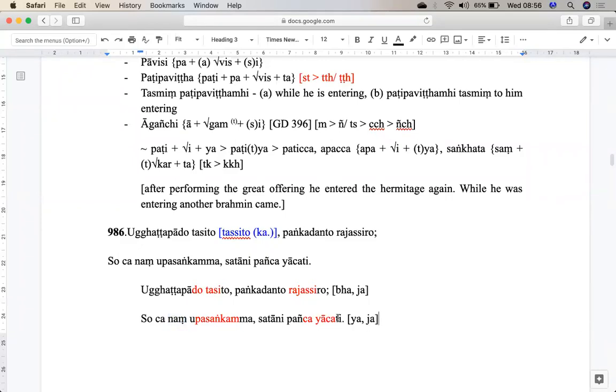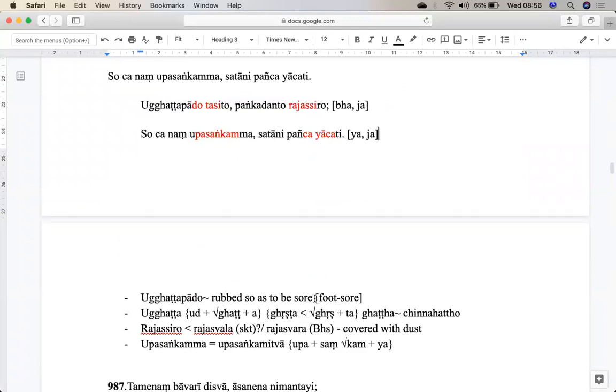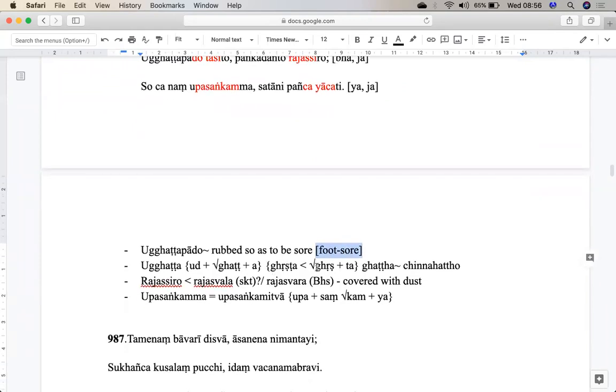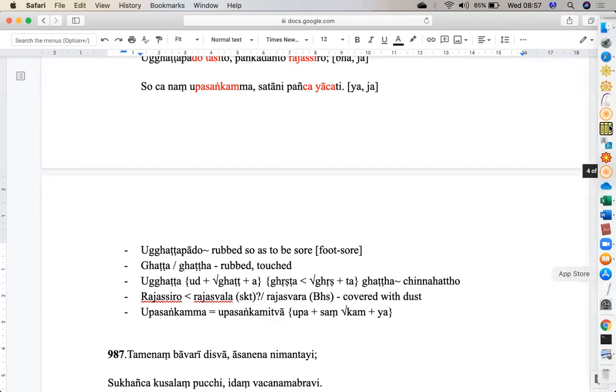So here, okay, after analyzing, ugghāṭabaddho. So ugghāṭa is painful, but here, you know, ghaṭṭita. So the literal meaning of ghaṭṭa or ghaṭṭita is wrapped or touched. Wood is no problem. Here, ghaṭṭa or ghaṭṭita. In the dictionary, you can see wrapped or attached and so on. Okay, so that is in the commentary. That one is explained.